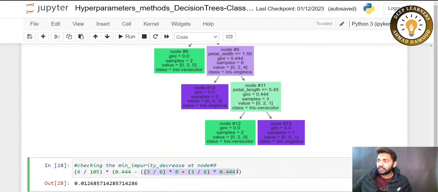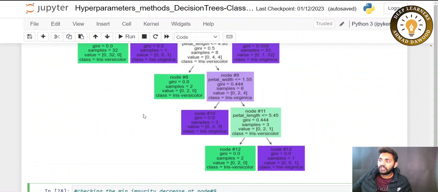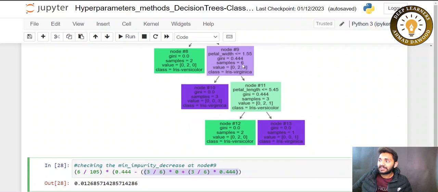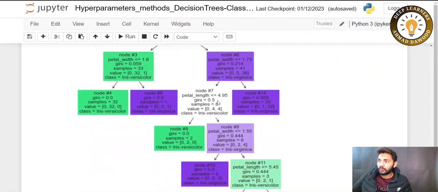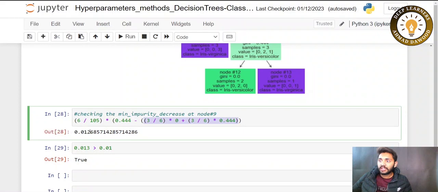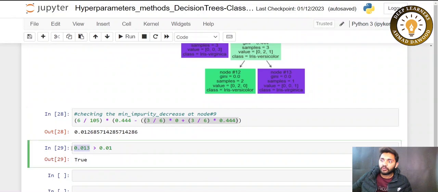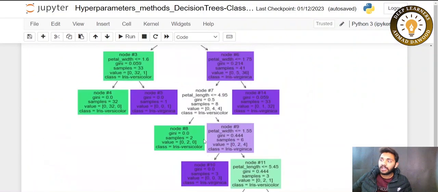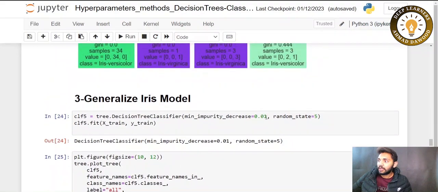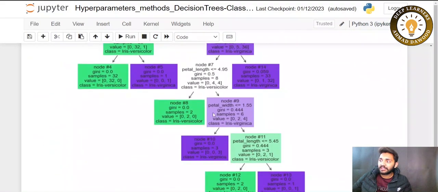So this will be the gini impurity of the branches, or you can say the children of node number 9. Then you subtract this from the node 9 impurity of 0.444, to see how much the impurity of the overall tree decreases. Then multiply it by 6 divided by 105, which is the total number of samples. So here it is 0.012, or you can estimate 0.013. As it is greater than the 0.01 we have mentioned as min_impurity_decrease, this split is allowed here.